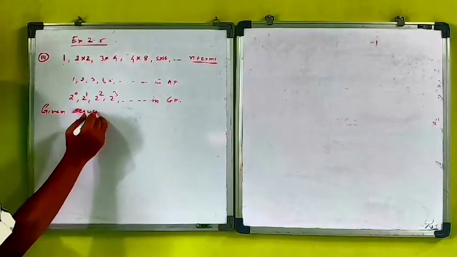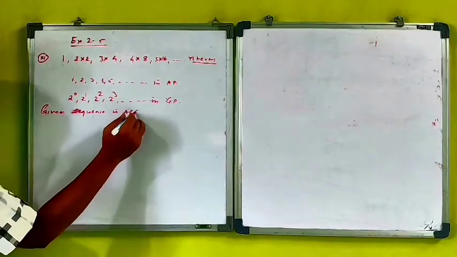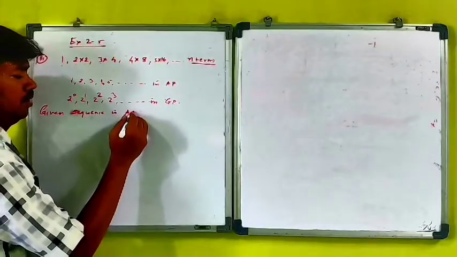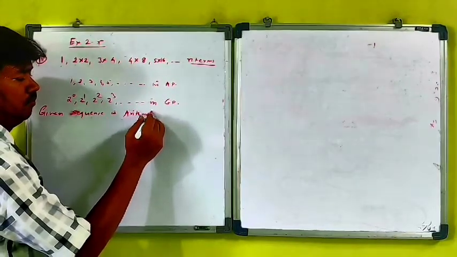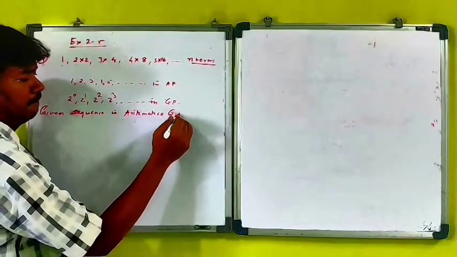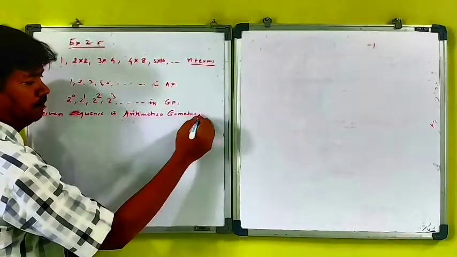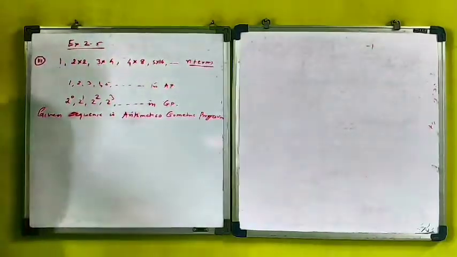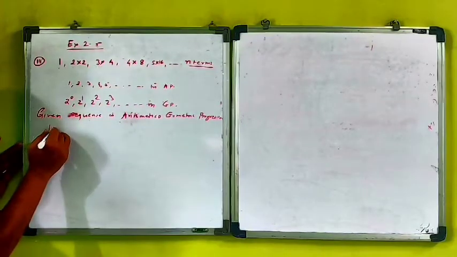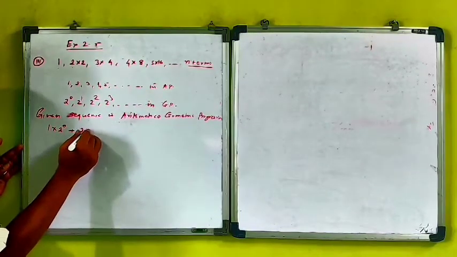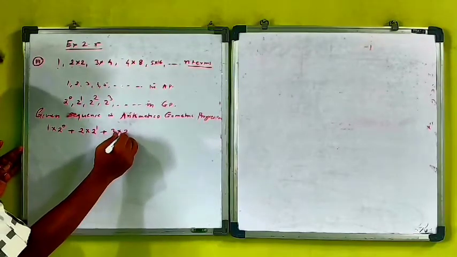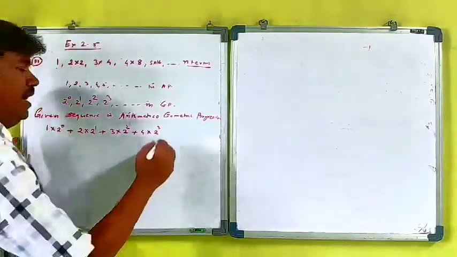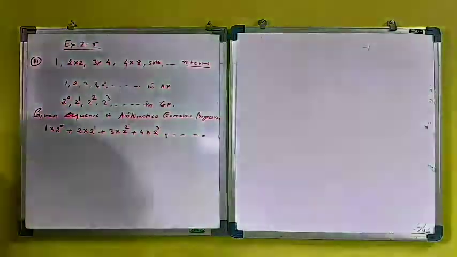That is arithmetico-geometric progression. This is APGP, and that is nothing but 1 into 2 raised to 0 plus 2 into 2 raised to 1 plus 3 into 2 squared plus 4 into 2 cubed and so on, like this.